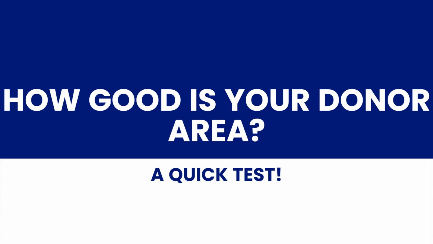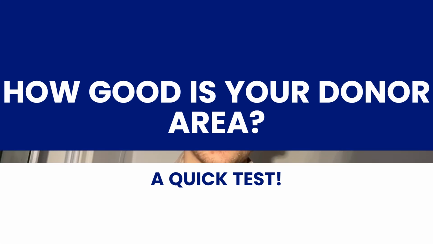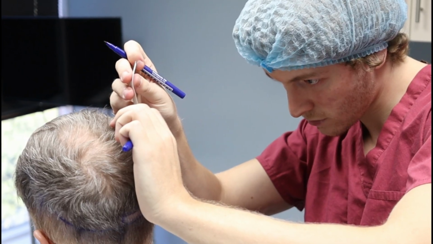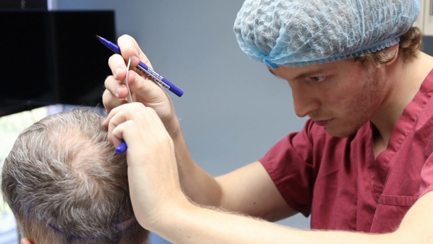In this video I want to talk about how you can tell whether you have a good donor area for hair transplant surgery. Now, of all the factors involved in hair transplant surgery, the donor area is the most important factor. This is because the donor area is where we actually take the hair follicles from and implant them into the bald or balding areas. If you don't have enough hair follicles in the donor area, then we won't have enough hair follicles to transplant into the bald areas. And if you don't have enough hair follicles transplanted in those bald areas, then you might not be satisfied with your result.